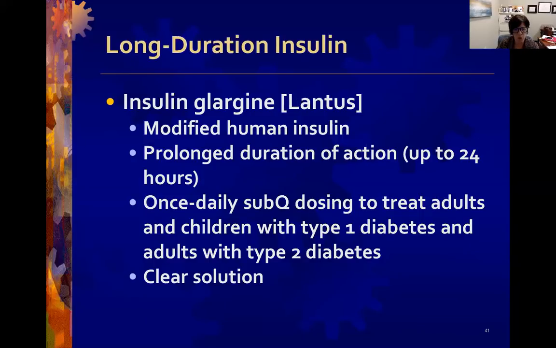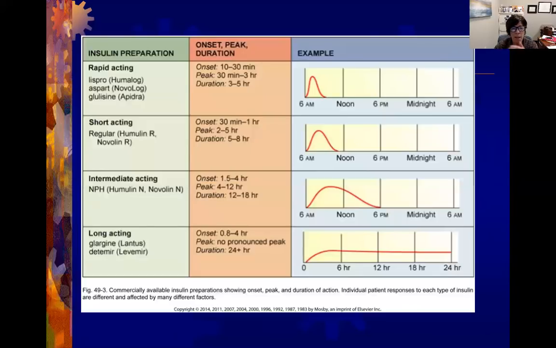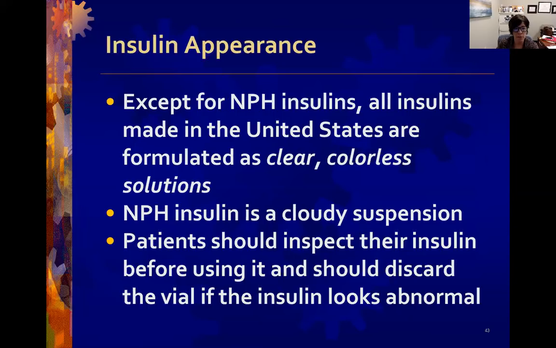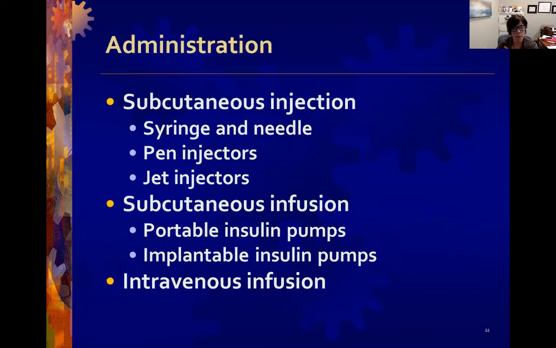So, clear solution. Again, here's the chart I put in. Just commit these times to memory, because if they ask you when it would peak, you just have to commit that too. Okay, so again, insulin appearance: except for NPH, all insulins made in the United States are clear, colorless solutions. NPH is cloudy. Patients should inspect their insulin before using it and discard it if it looks abnormal.